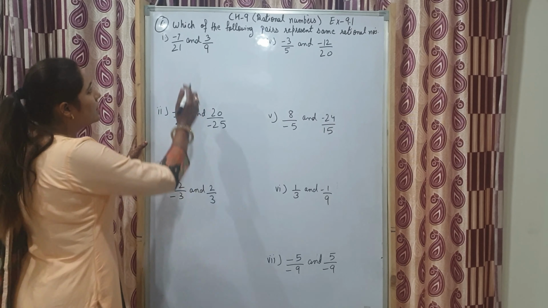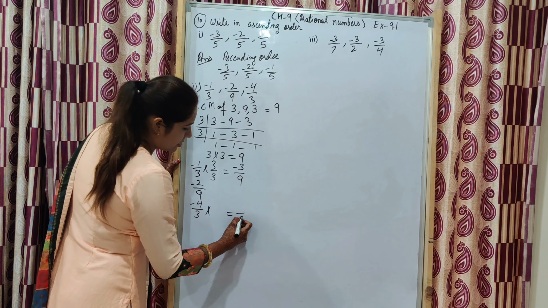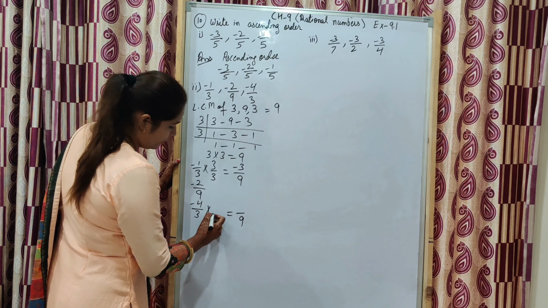Now next step, minus 1 upon 3. What you have to do? You have to make the denominator the LCM. So the LCM is 9. I have to multiply minus 1 upon 3 to get 9, so I will multiply with 3. I will get minus 3 upon 9. Minus 2 upon 9, in the denominator that is already 9, so no need to multiply with any digit. Next is minus 4 upon 3. We have to make the denominator 9. We will multiply with the table of 3. Minus 12 upon 9.